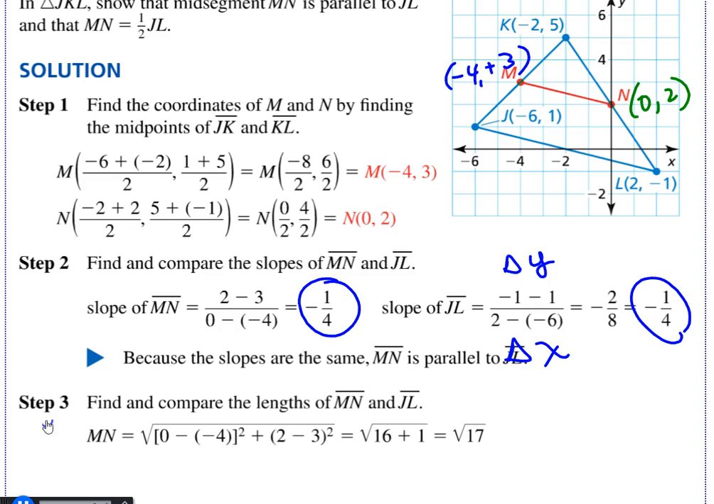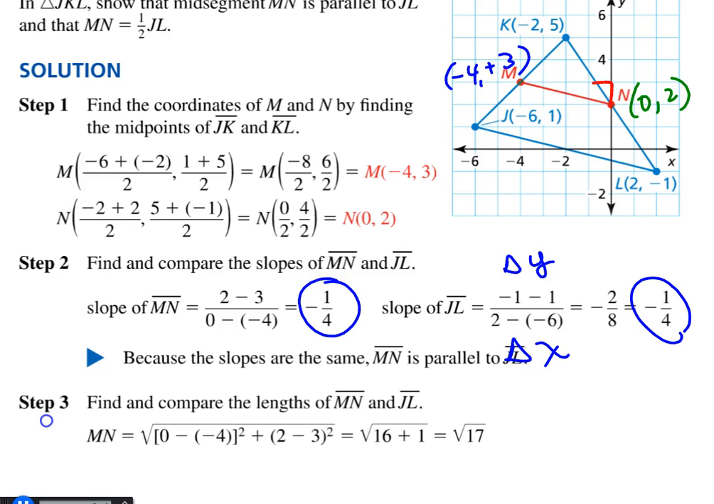We practiced the distance formula in one of our lessons the other day, where we subtract the x's and square it, subtract the y's and square it, and we add those together and take the square root. So we get the length of MN is the square root of 17. Now, since you have a picture up here, you could certainly go ahead and make a right triangle and do 1 squared plus 4 squared is 17, and do the square root of that if you want to use the Pythagorean theorem. Either way is fine.